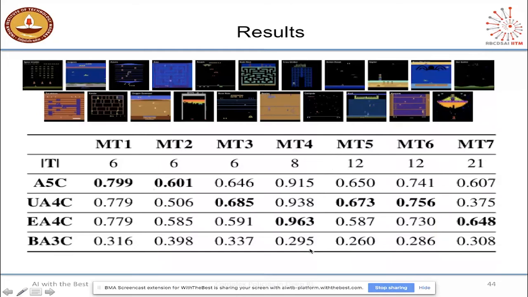So BA3C is your baseline agent, which randomly switches, and A5C is the non-learning agent. You can see that on the simpler, smaller multitask instances, they do tend to do better. But then the more complex the multitask instances, either the Bandit or the EA4C does better. And I suspect that the EA4C would give consistently better performance only if we could train for much longer. But we didn't want to limit the amount of training data.